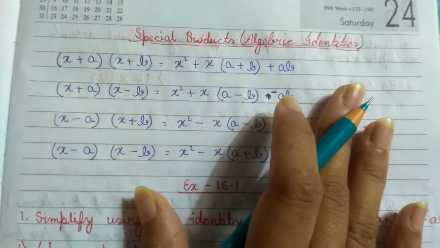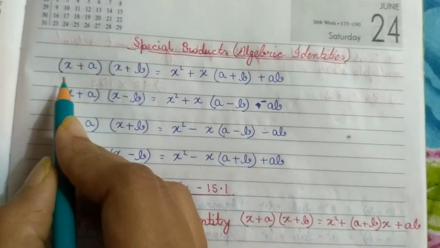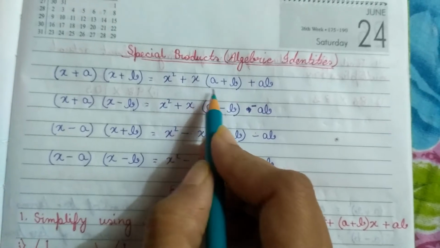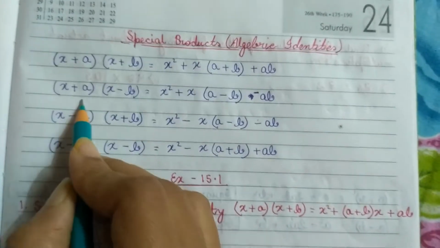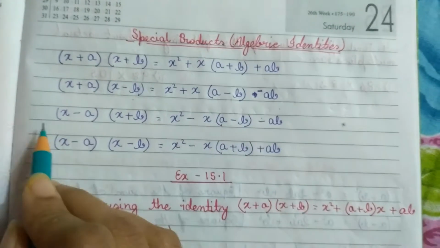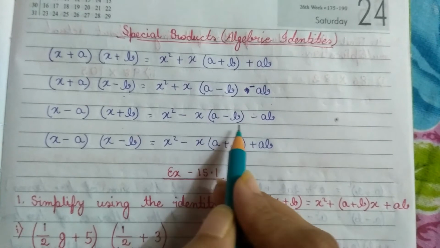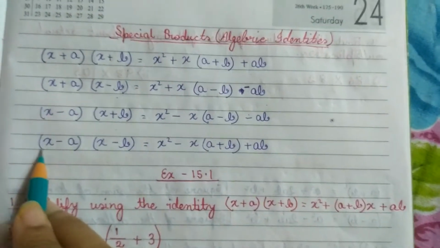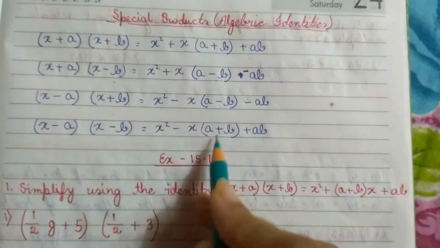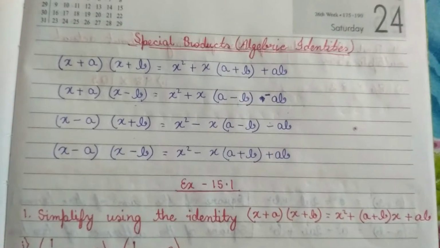Product algebraic identities. For that, first you have to know 4 identities. (x + a)(x + b) = x² + x(a + b) + ab. (x + a)(x − b) = x² + x(a − b) − ab. (x − a)(x + b) = x² − x(a − b) − ab. (x − a)(x − b) = x² − x(a + b) + ab. These are the 4 identities.